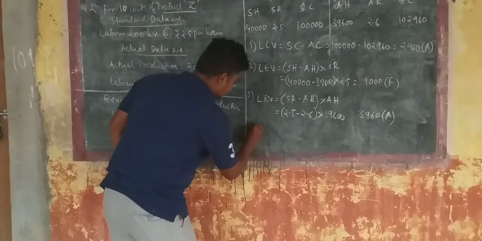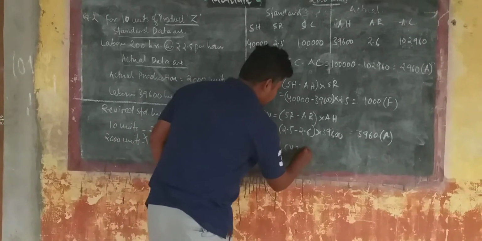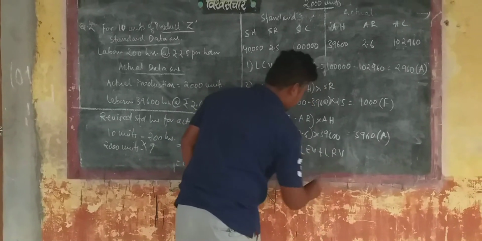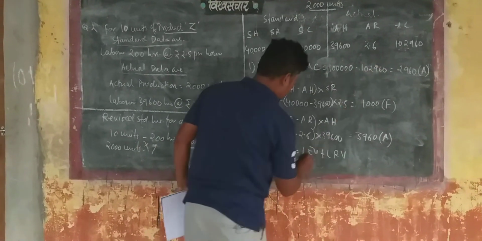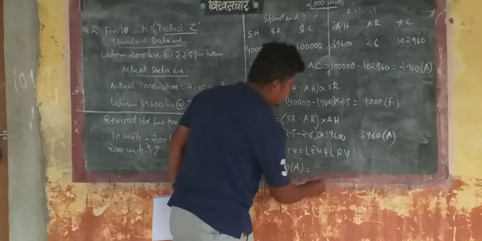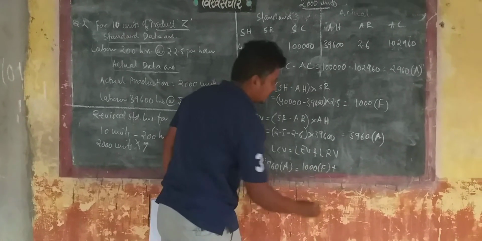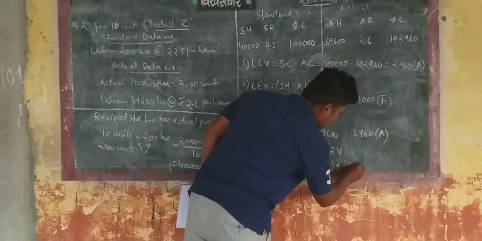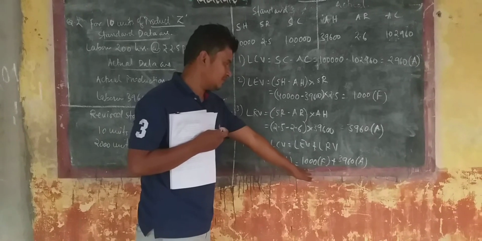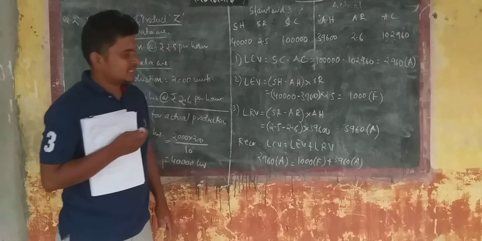Now let's see reconciliation. We have to check whether reconciliation is happening or not. Your labor cost variance is the addition of labor efficiency variance plus labor rate variance. Cost variance is 2960 adverse, efficiency variance 1000 favorable, and rate variance is 3960 adverse. Here adverse is more, so by adjusting 1000 favorable, the calculation is 2960 adverse. That means our variances are right.